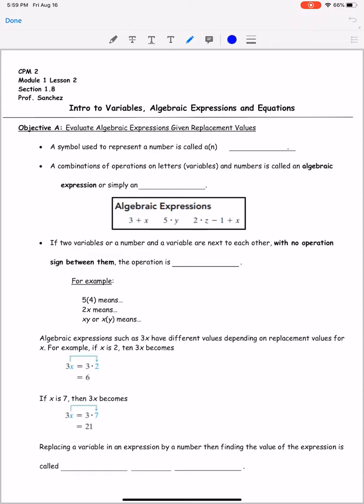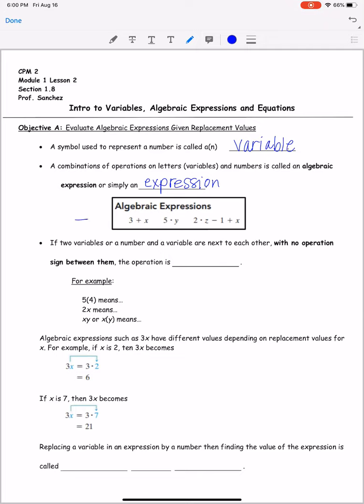Before we get into this, we've got to go over some vocab. A symbol used to represent a number is called a variable. A lot of times we'll see that variable be x, but it's not always going to be. Any letter will work. And a combination of operations on letters or variables and numbers is called an algebraic expression, or simply an expression. The technical term is algebraic expression, but more times than not you'll just see it referred to as an expression.